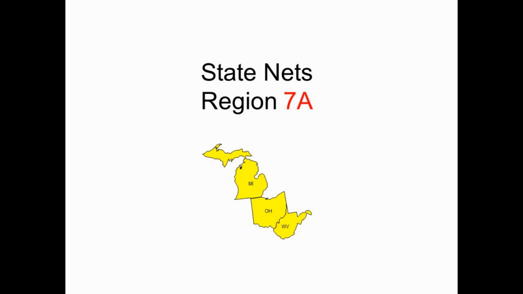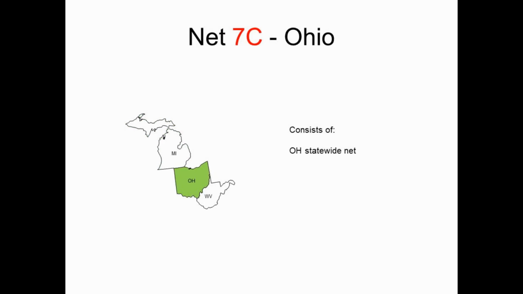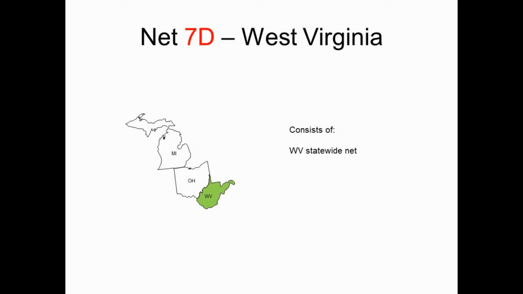The 7 Alpha regional net is comprised of Michigan, Ohio, and West Virginia. The 7 Bravo net is the Michigan state net. The 7 Charlie net is the Ohio state net. The 7 Delta net is the West Virginia state net.